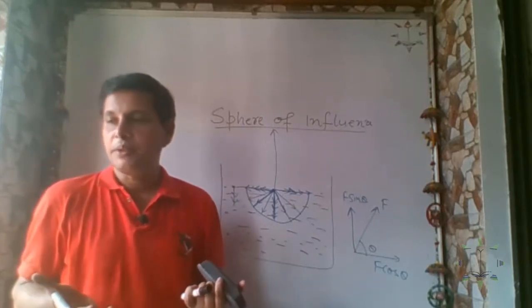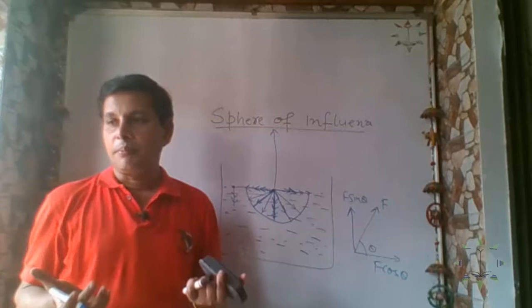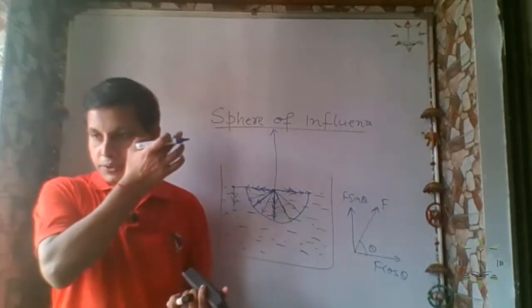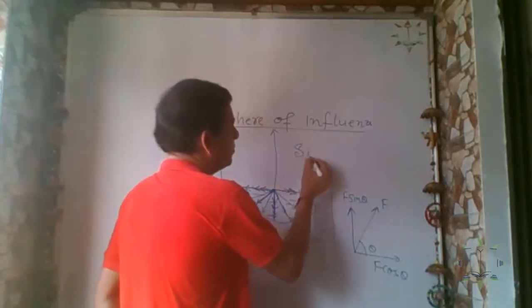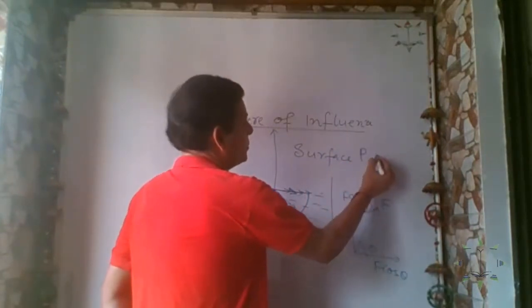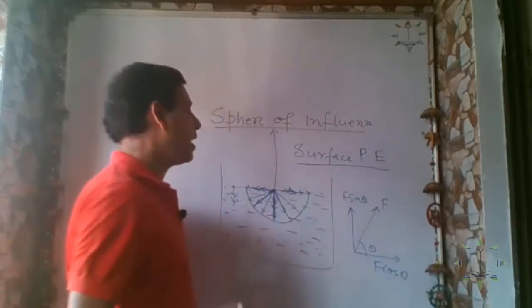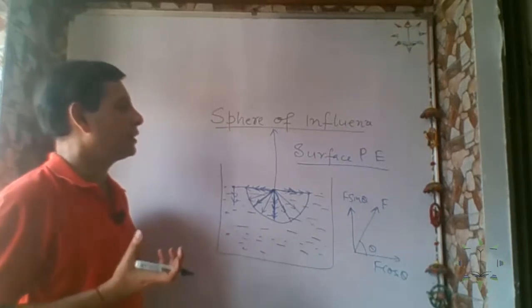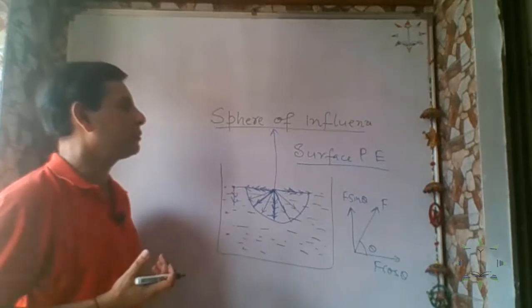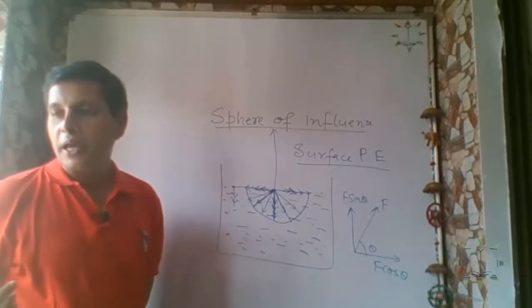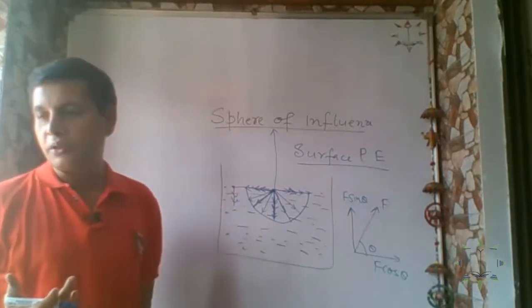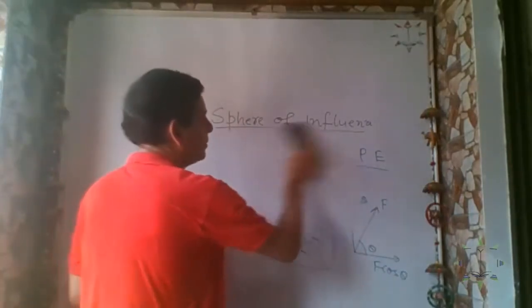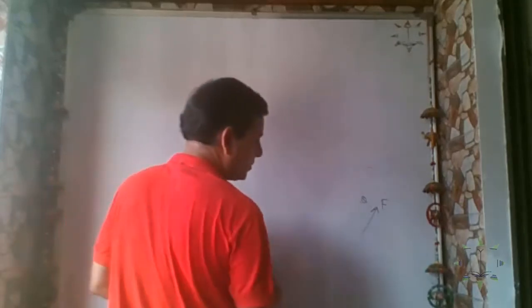It may be magnetic, it may be gravitational, it may be electric. But because of their position in the force field, whatever energy is possessed is called potential energy. So we call it surface potential energy. The molecules on the free surface are under an inward cohesive force field. That is why the molecules of the liquid possess some energy, and the energy of all the molecules present in the free surface is called surface potential energy. So sphere of influence you understood, surface potential energy you understood.